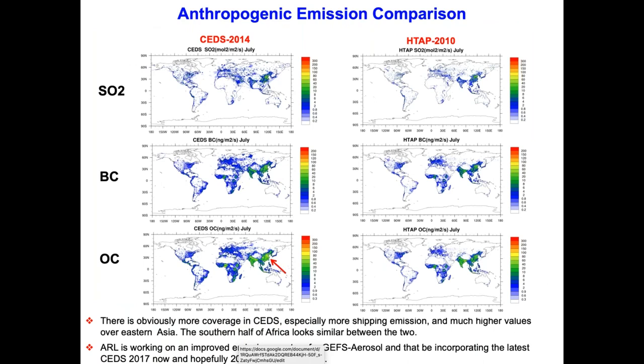And why we updated those emissions: here is an anthropogenic emission comparison. The left column is the CEDS emission based on 2014, and the right column is the HTAP based on 2010. From this comparison, we can see that the CEDS emission obviously has more global coverage, especially more shipping emissions over the ocean. However, we also see that the CEDS emission is much larger over Eastern Asia, but actually the emission over Eastern Asia has decreased recently. So here is some of the bias. And from Barry's talk yesterday, we know that ARL is now working on improving this CEDS emission with a much newer version, which will be helpful to reduce this emission uncertainty.